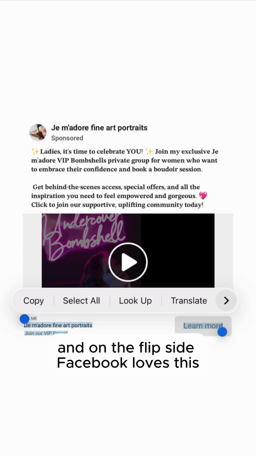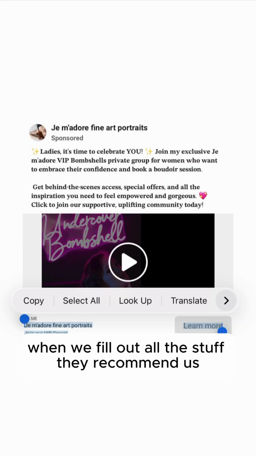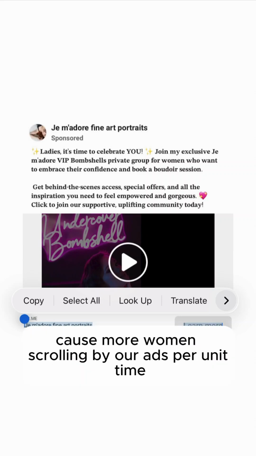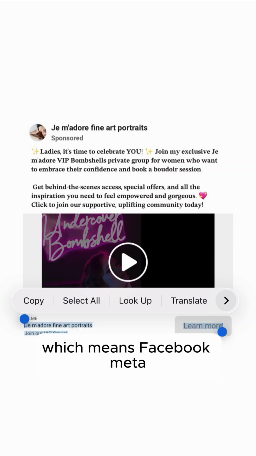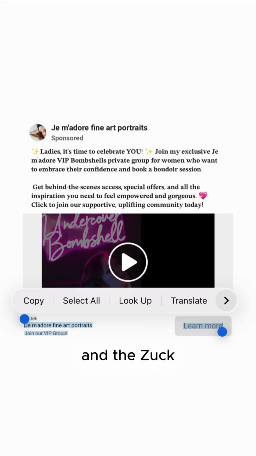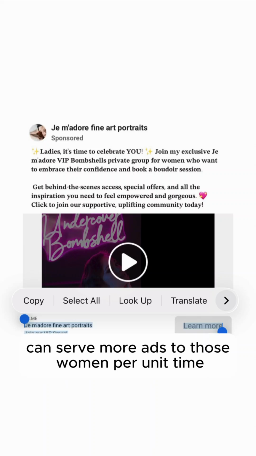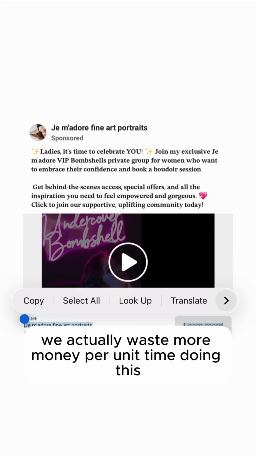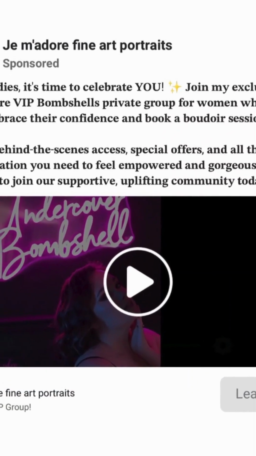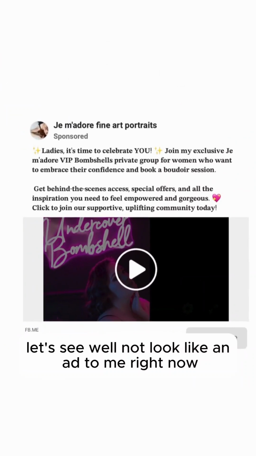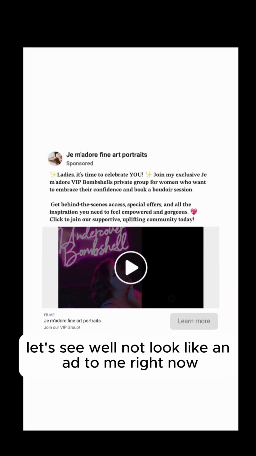And on the flip side, Facebook loves this when we fill out all the stuff they recommend, because more women scrolling by our ads per unit time means Facebook, Meta, and the Zuck can serve more ads to those women per unit time. So they make more money, we make less money. We actually waste more money per unit time doing this. Creative, let's see. Well, that does not look like an ad to me right now.